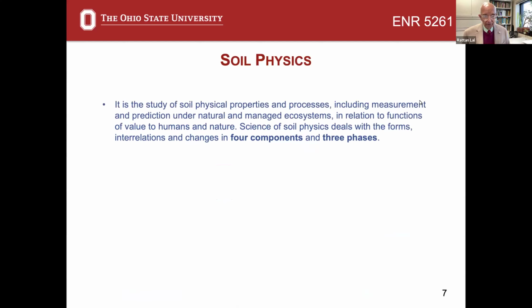So what is then soil physics? It's a study of soil physical properties and processes. There's a difference between property and process. Bulk density is a property of the soil. Color is a property of the soil. Water content is a property of the soil. Process is the mechanism that changes these properties. And it includes the prediction of natural and managed ecosystems in relation to soil functions of value to humans and nature. Nature is more important. Humans are part of nature.